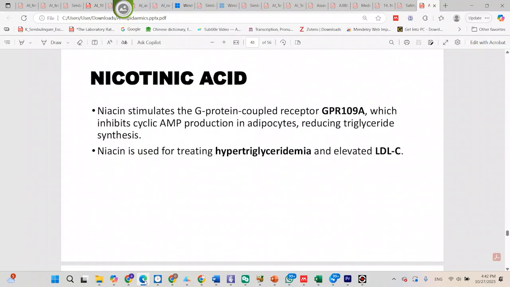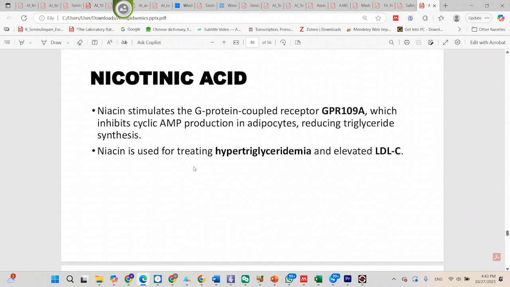Let's talk about nicotinic acid, because there's a particular emphasis I'm going to place on nicotinic acid. It stimulates a G protein coupled receptor, GPR109A, and this G protein coupled receptor inhibits cyclic adenosine monophosphate production in adipocytes, and this reduces triglyceride synthesis. So niacin is also used for hypertriglyceridemia.